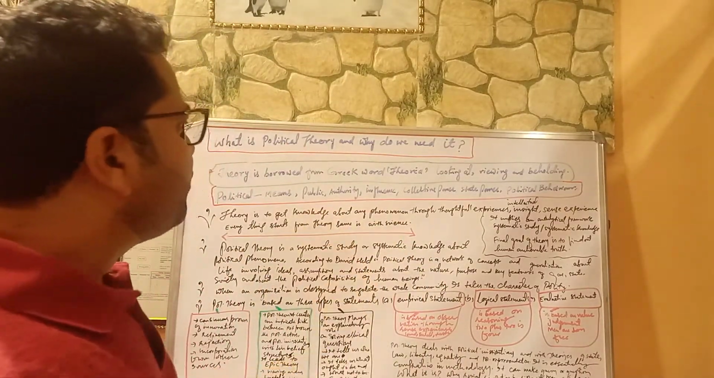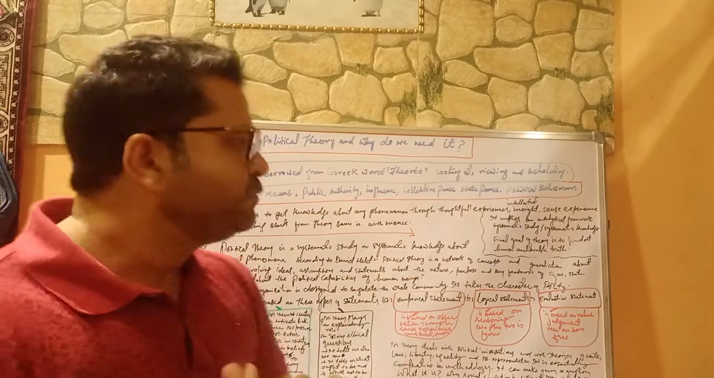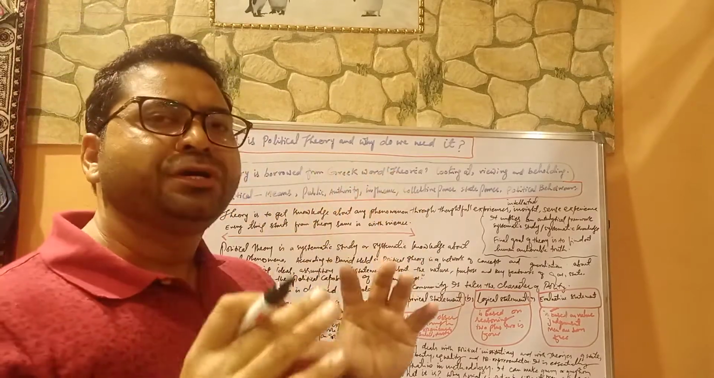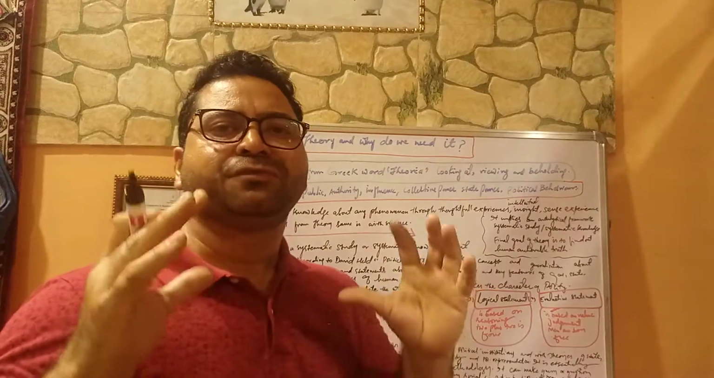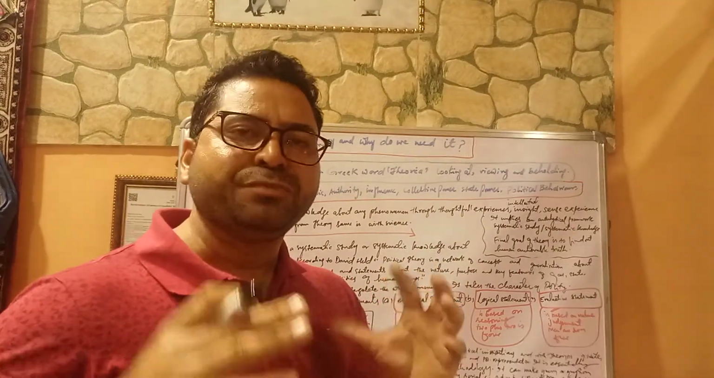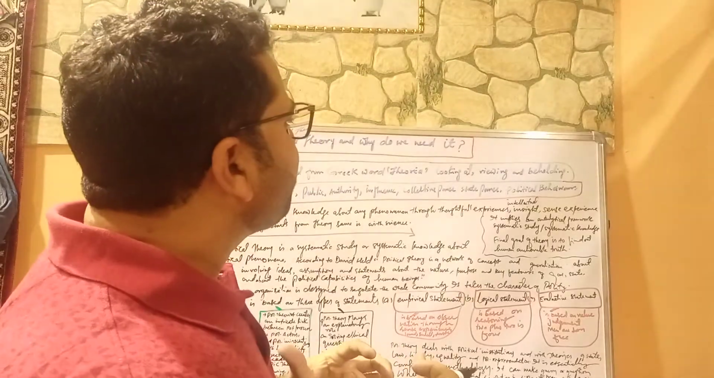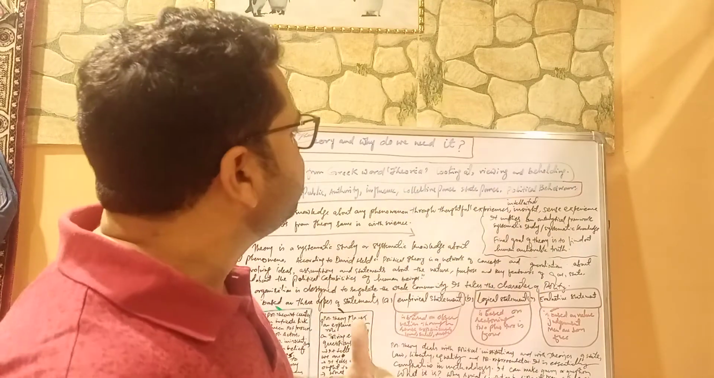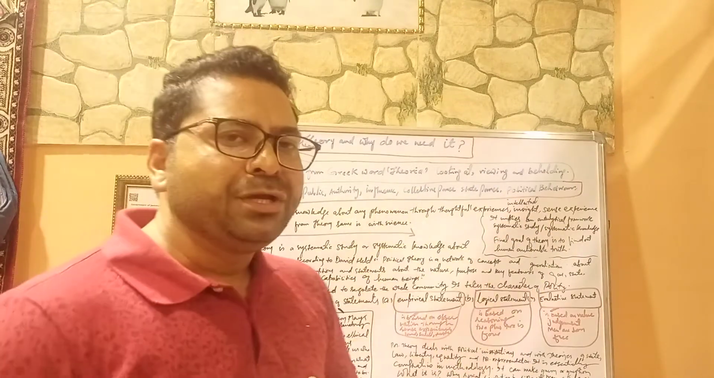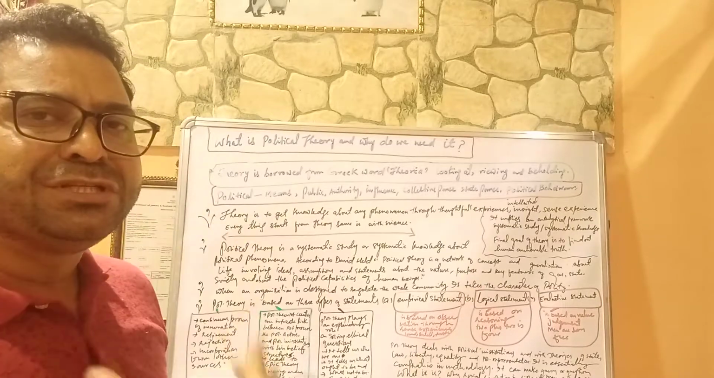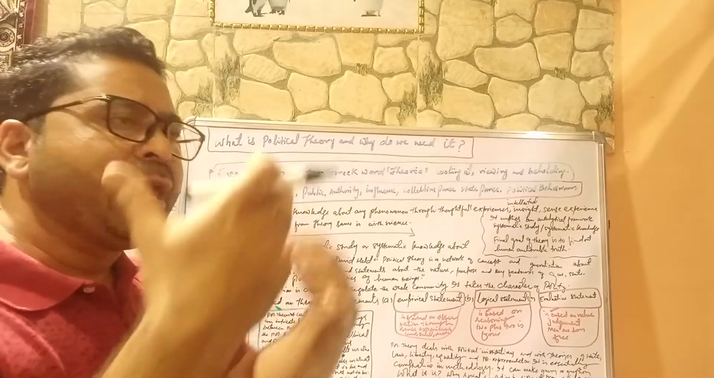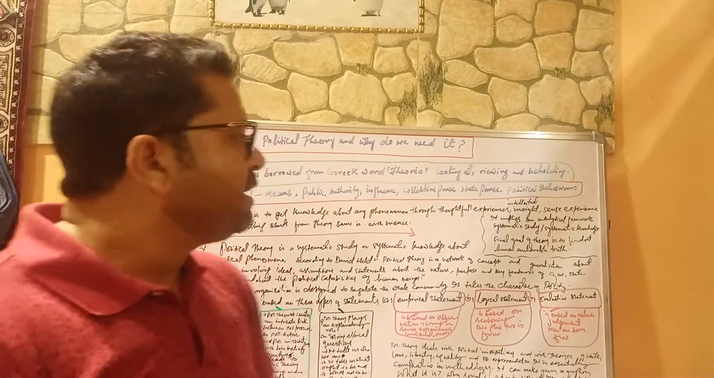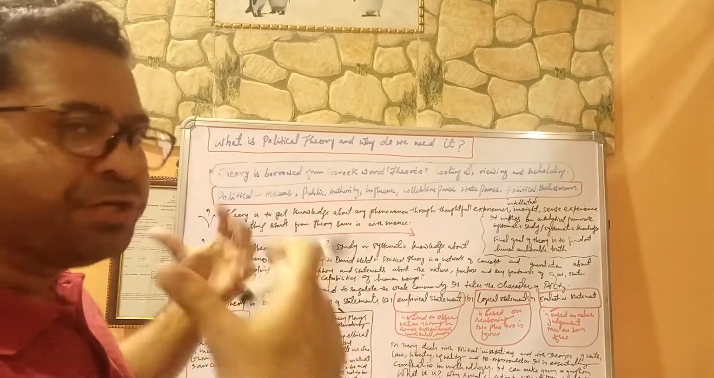Theory is borrowed from the Greek word theoria. So when we talk about theory, it is of Greek origin. This word has been borrowed from the Greek word, which means looking at, viewing or beholding: how one person is looking at any particular phenomenon from a systematic point of view. That is theory.